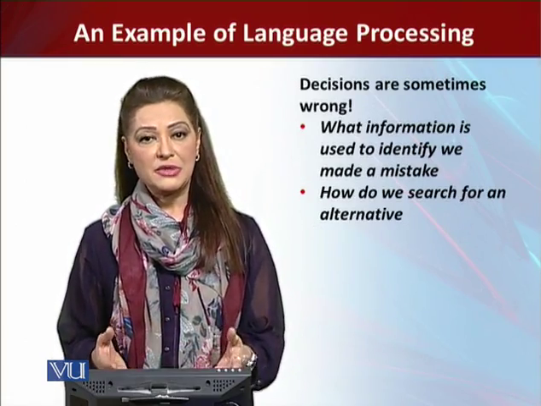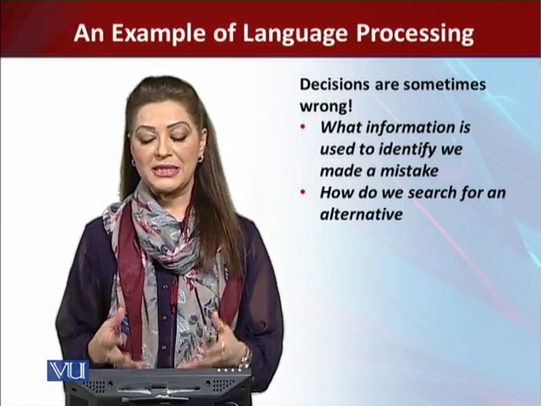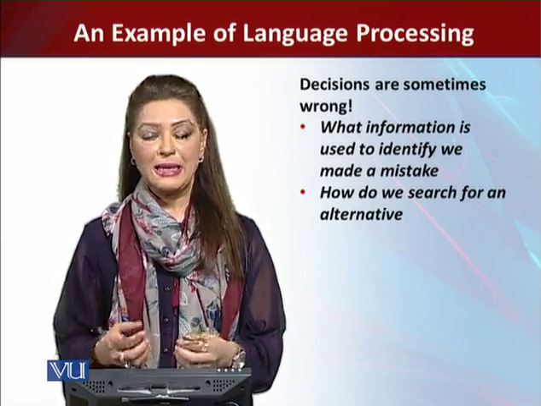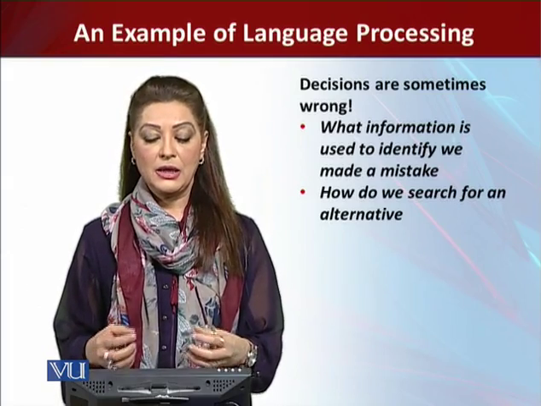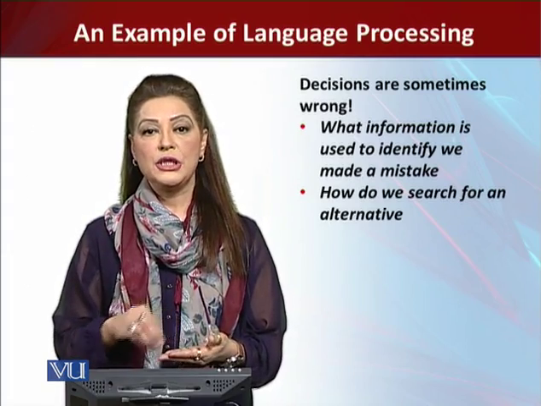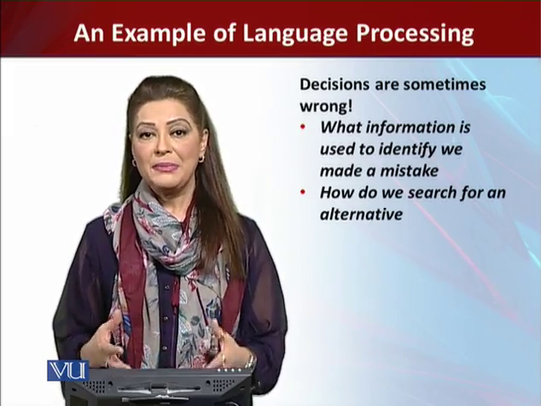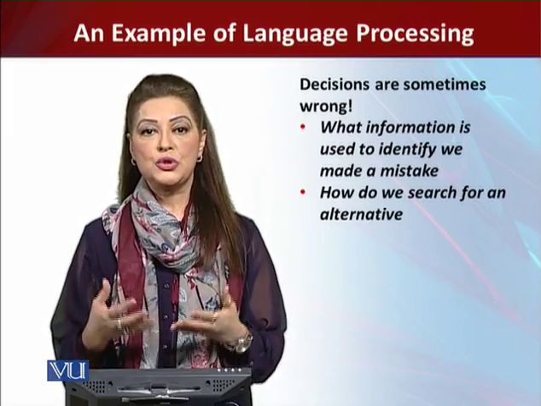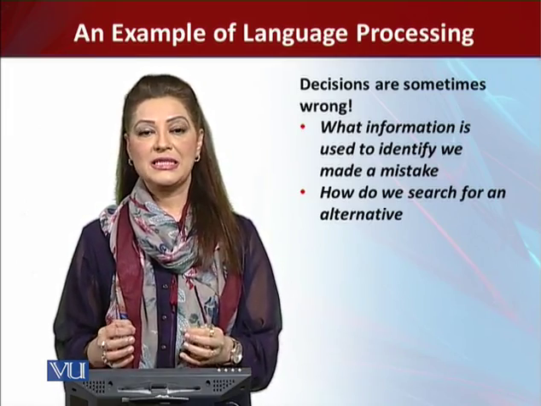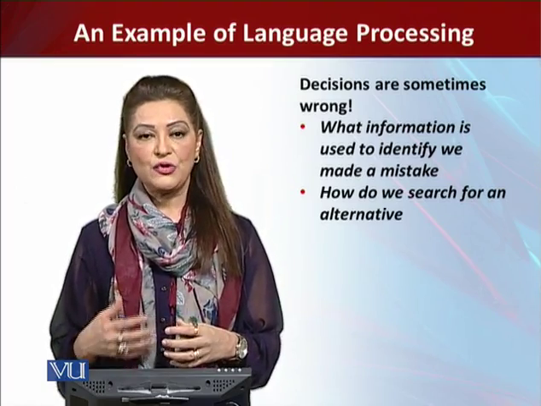Decisions are sometimes wrong. Now, what information is used to identify that we made a mistake? This is very important. How can you determine that you have made a mistake? Your conviction that this is a mistake and you need to correct it, or you have to make an alternative decision. What are the parameters that enable you to come up with this understanding that this particular decision is incorrect? How do we search for an alternative?